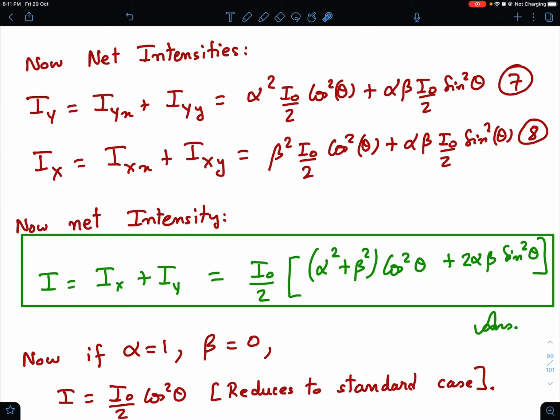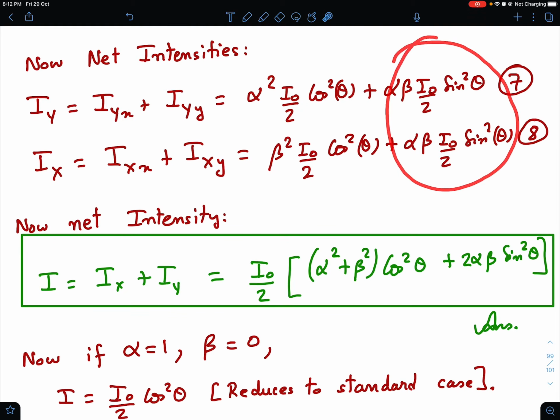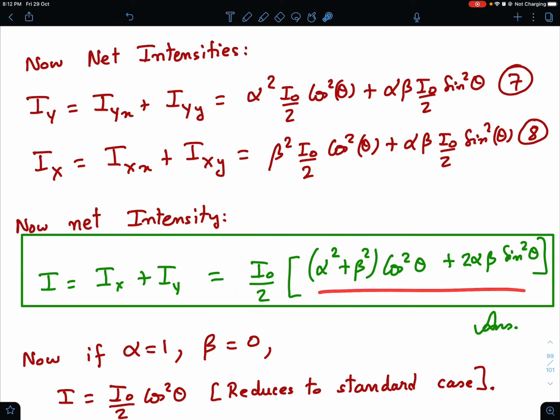Okay, I naught by 2, just add 7 and 8. So I naught by 2 alpha square plus beta square cos square theta. Here we have alpha square cos square theta, beta square cos square theta. So alpha square plus beta square cos square theta, and plus 2 alpha beta I naught by 2 sin square theta. I naught by 2 I have taken as common outside, so I have not written I naught by 2 inside, and this is our final answer for the intensity.